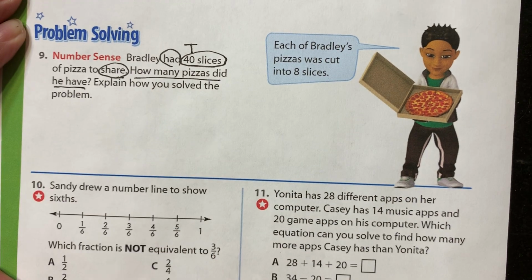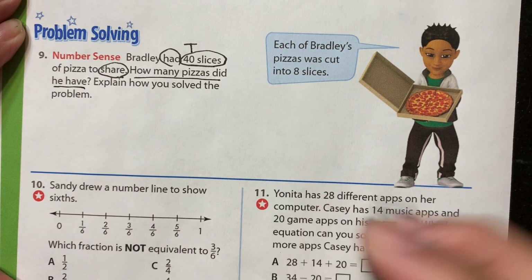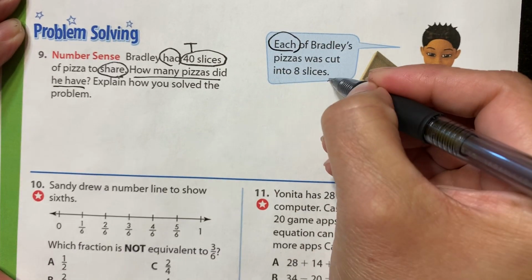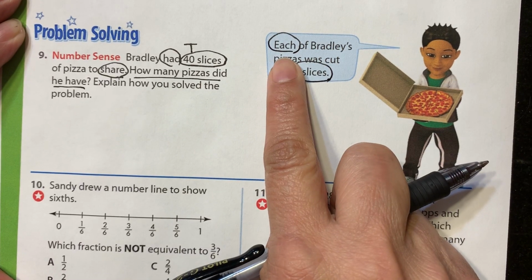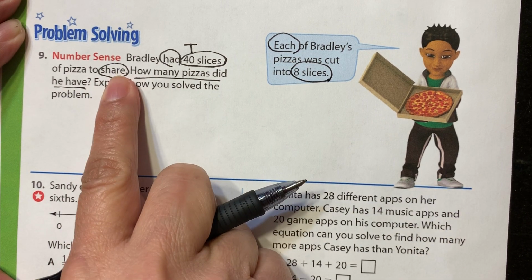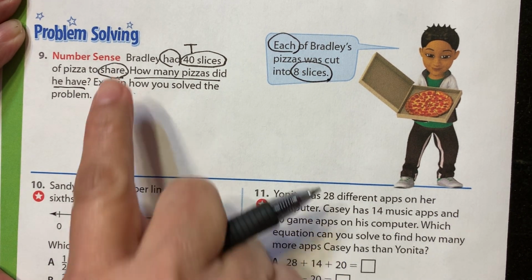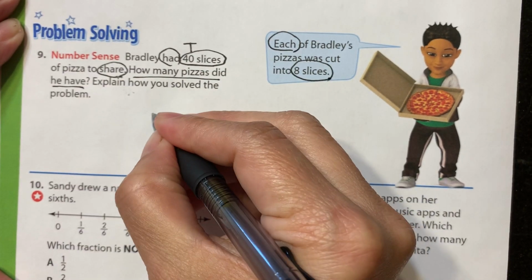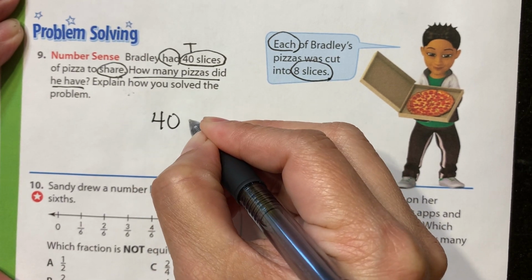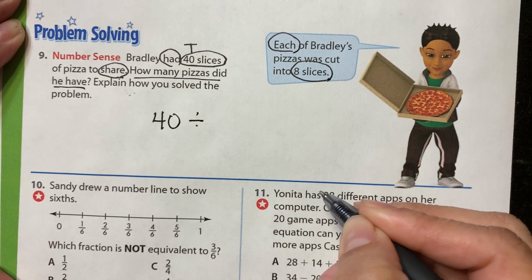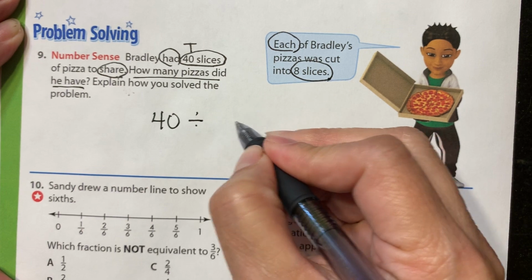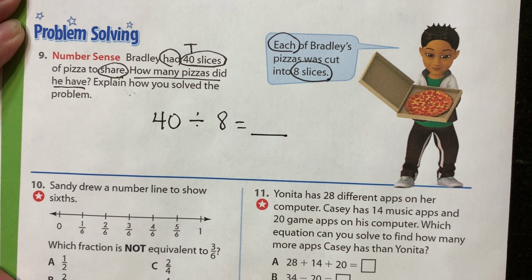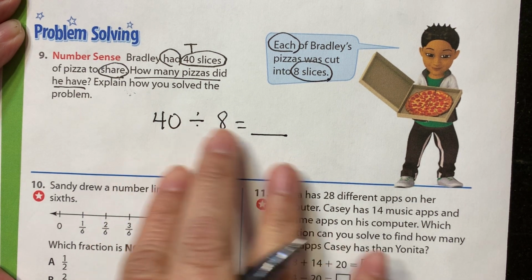And notice it does not have a second number. That's because the second number is right here. It says each of Bradley's pizza was cut into 8 slices. And there's that word each. But I told you that each does not always mean multiplication, especially when they said to share. So because this word here, share, is there, it overpowers multiplication. And so I have my total, 40 divided by 8. Is going to give me the amount of pizzas. So that's your algorithm. You go ahead and figure out the answer.